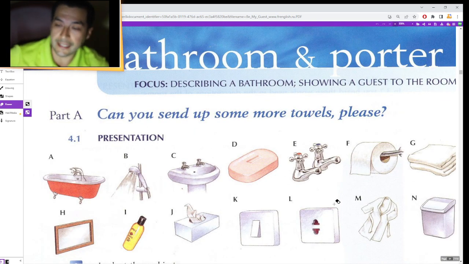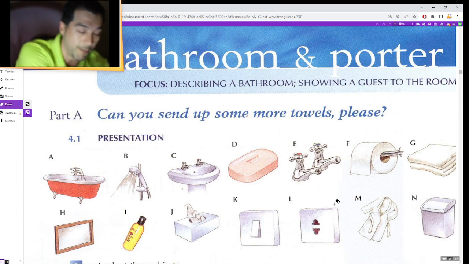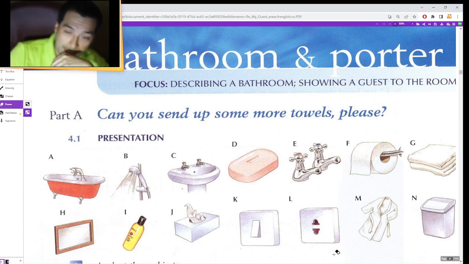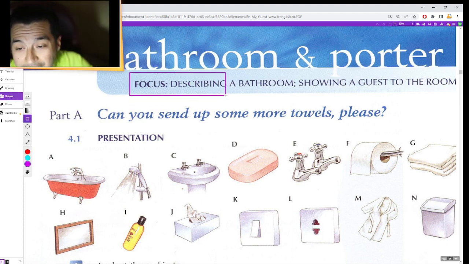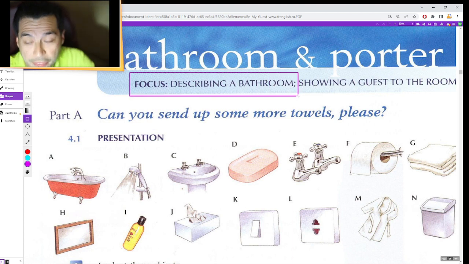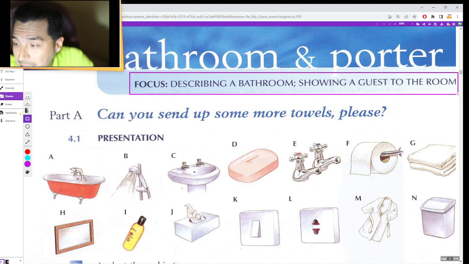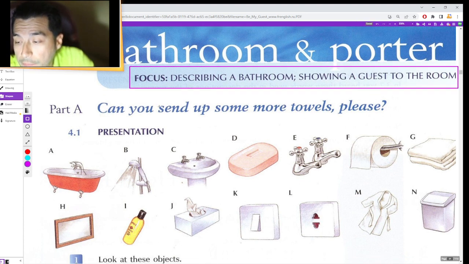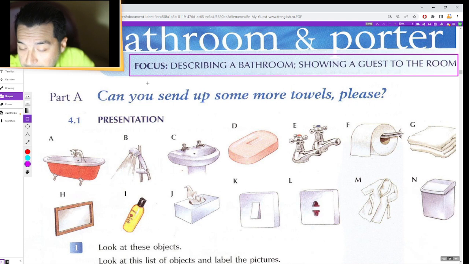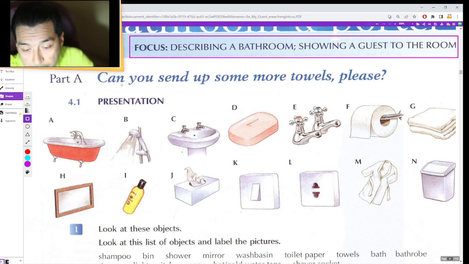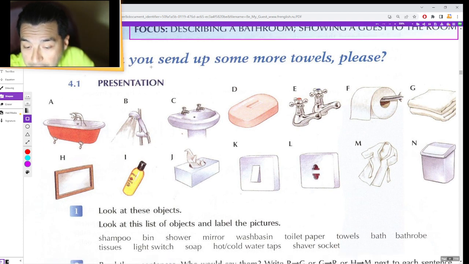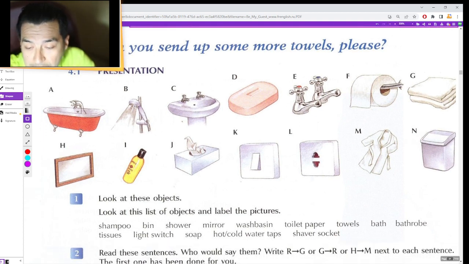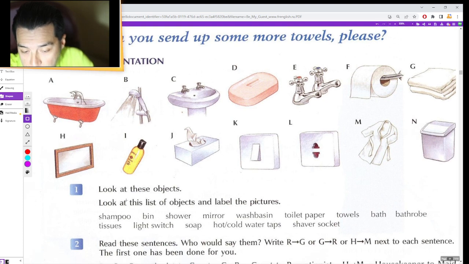This class is the bathroom and porter. In this class, the focus of this class is describing a bathroom. Describing a bathroom, showing a guest to the room. First, we're gonna do a vocabulary exercise with the different objects in the bathroom. Look at this list of objects and label the pictures.